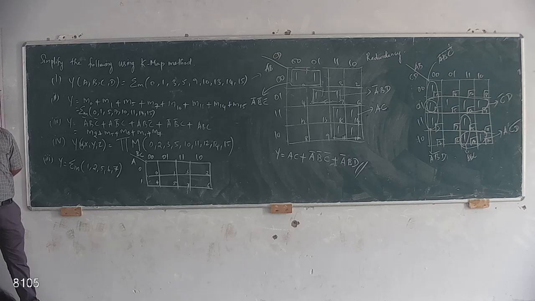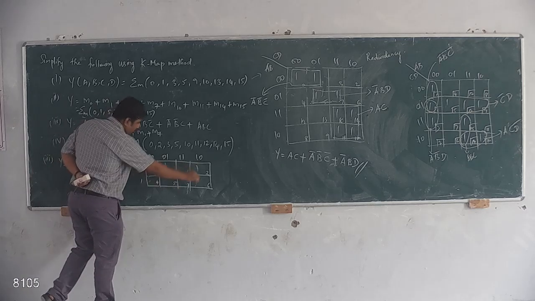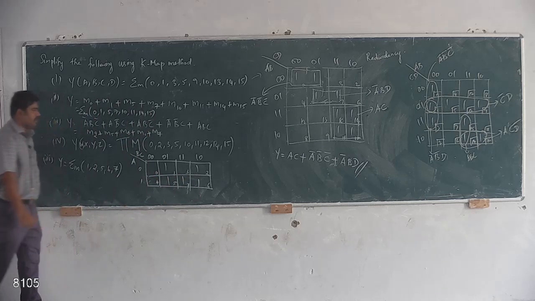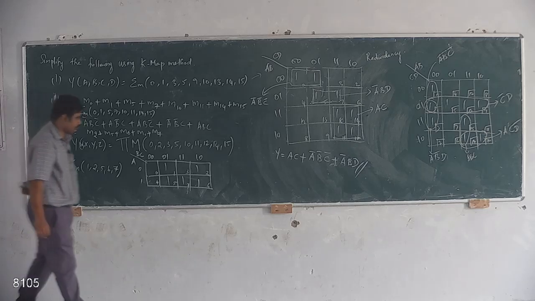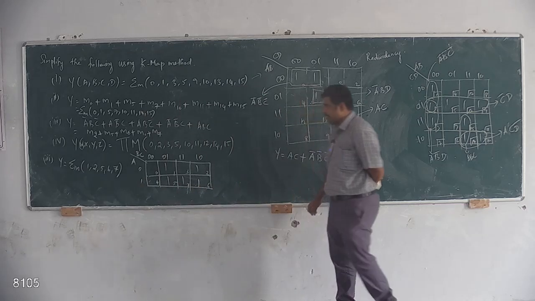Now what is the next step? What are the values here? Directly you place the values: 1, 2, 5, 6, 7. Is it clear? 1, 2, 5, 6, 7. Now you combine and find the answer.